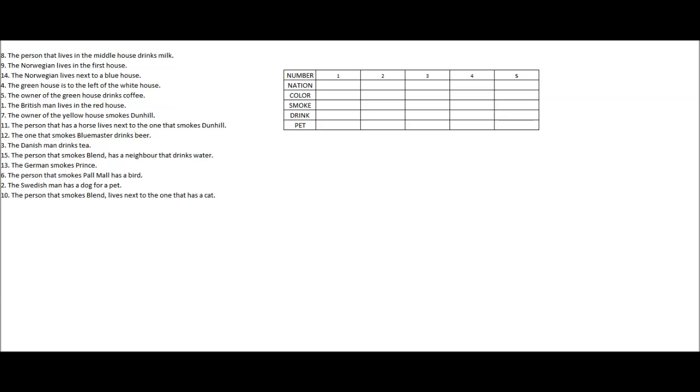And the second thing we're going to do to make this really easy is we're going to make a grid to show each of the 5 houses and then each of the attributes with that house of the owner. So the nation, the color, the type of smoke, drink, and the pet that they own.